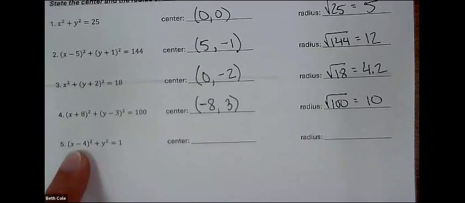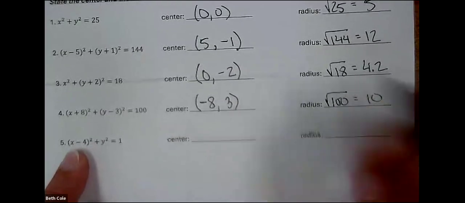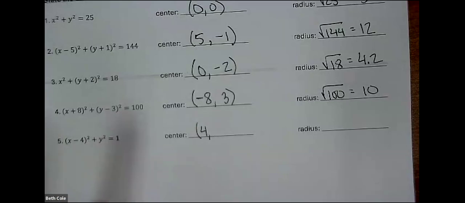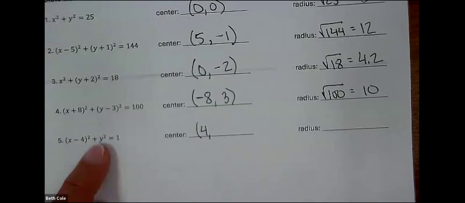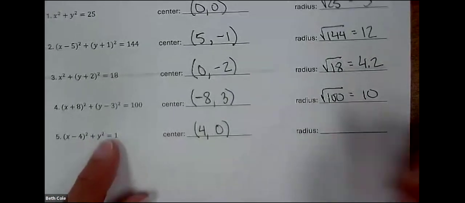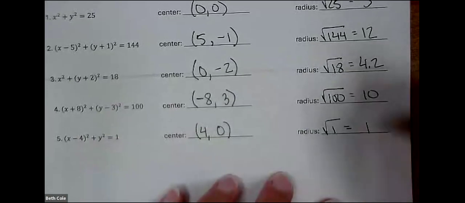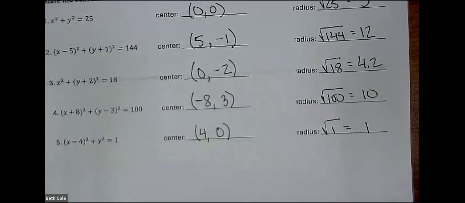What do you think for x? Remember, it's the opposite of what's there. So 4. For y, is there anything being added or subtracted? No, so it is 0. And then your radius is square root of 1, which just is 1, because 1 times 1 is 1. So it came out to be 1. You can always use your calculator, all right?